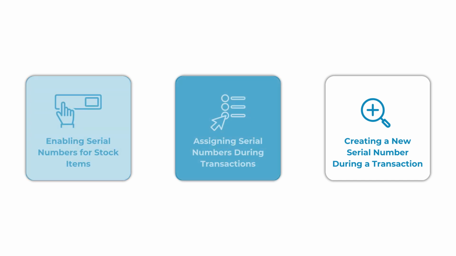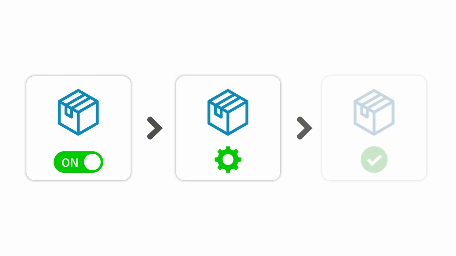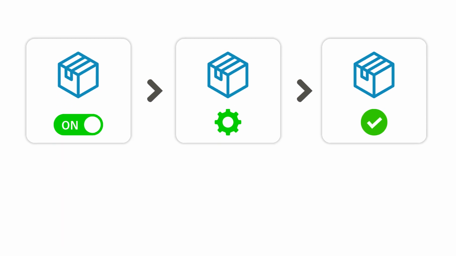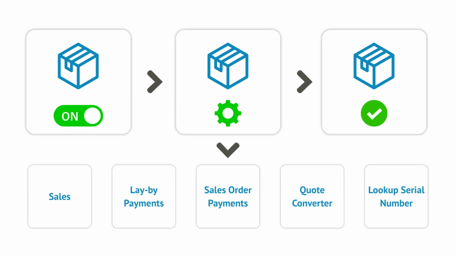Assigning serial numbers during transactions. When you make a transaction that includes a stock item that has serial numbers enabled, you assign the serial number before you commit the transaction. You can assign serial numbers through the following windows: Sales, Lay-by Payments, Sales Order Payments, Quote Converter, and Lookup Serial Number.